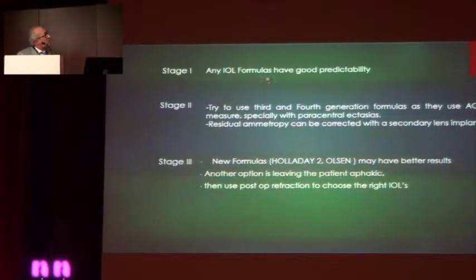In stage 1, any formulas have good predictability. In stage 2, try to use third and fourth generation formulas. Residual ametropia can be corrected with a secondary lens implant. In the third stage, new formulas, Olsen or others, may have better results. Another option is leaving the patient aphakic, then using post-op refraction to choose the right IOL.